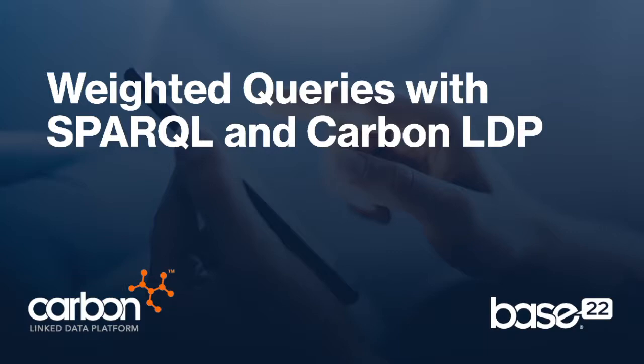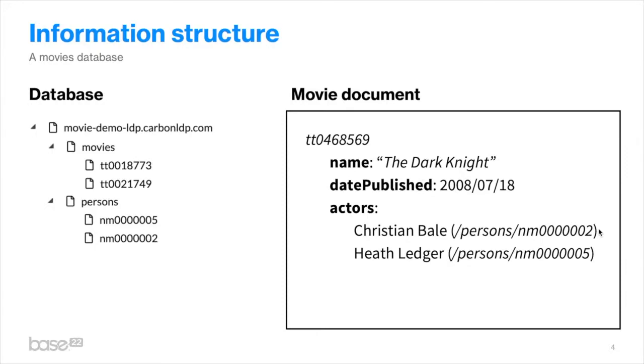For this demo, we are using a database containing information about movies. We can see the structure of this database on the left, and we have a container of movies that has documents of type movie and a container of persons with documents of type person. A movie document has the following properties: name of type string, date published of type date, and actors, which is an array of relationships to documents of type person.